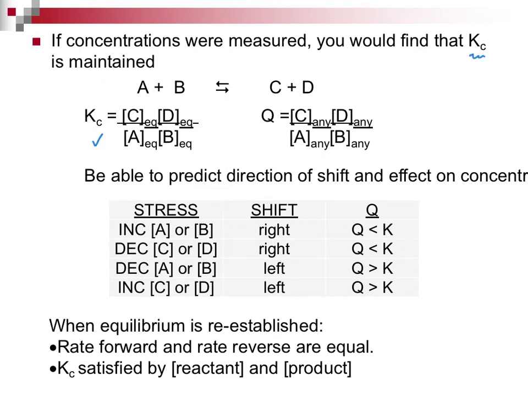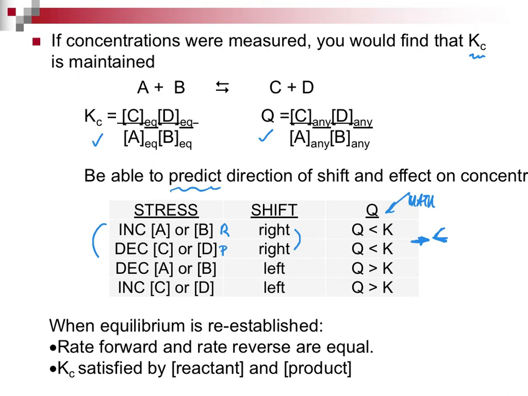So you learned about K, you learned about Q. So you need to teach yourself by practicing different problems how to predict the direction, shift, and what's going to be the effect on concentration. So these two go together. If I increase the reactant or I decrease the product, I'm going to see a shift to the right. If I was doing the math and I was crunching numbers, I would find Q is less than K. And again, I would draw my arrow into that point and I would see again a right shift.